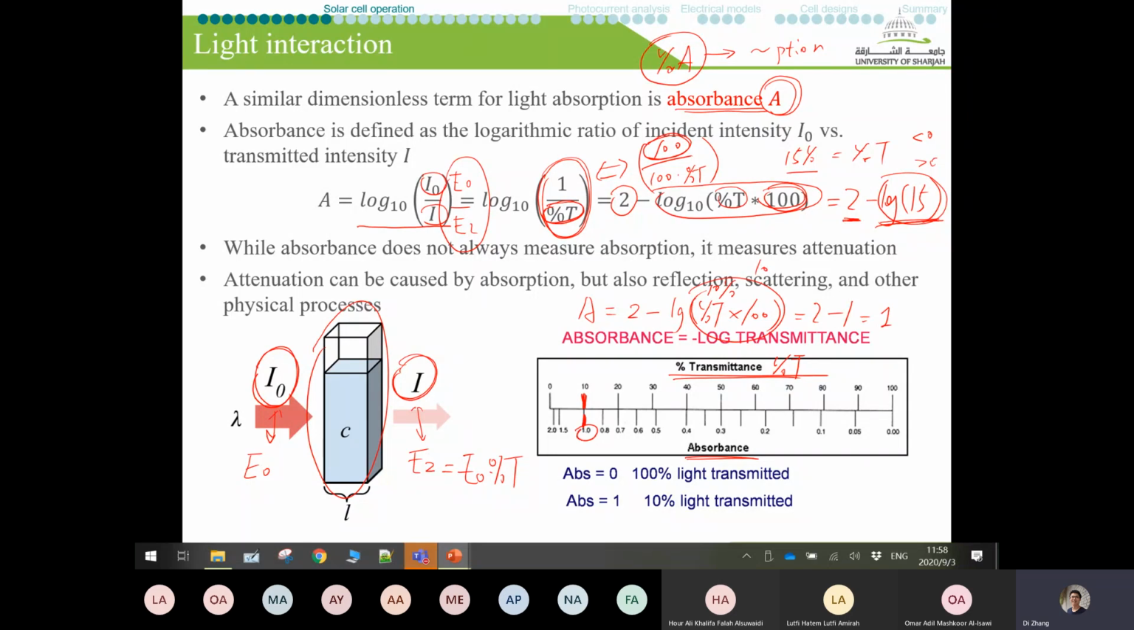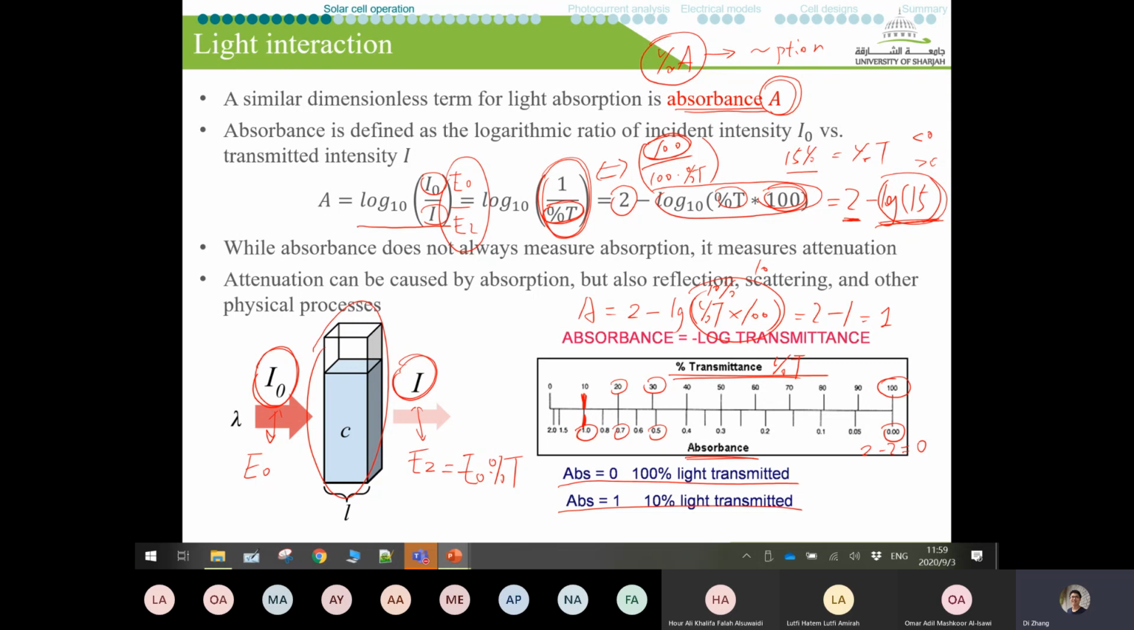Starting from there, if we increase the transmission, if more light is transmitted, absorbance will be reduced. What about a fully transparent material? Transmission equals 100%. In that case, you have 2 minus 2, so this becomes 0 absorbance. So 0 absorbance means 100% of the light is transmitted, and an absorbance of 1 means 10% of the light is transmitted. Between 0 and 1, you have between 10% and 100% transmission.